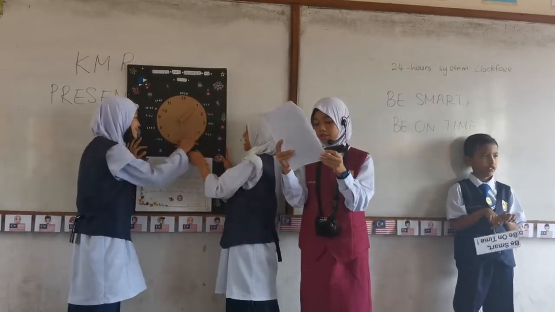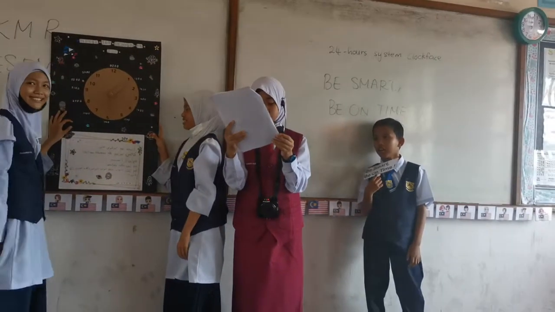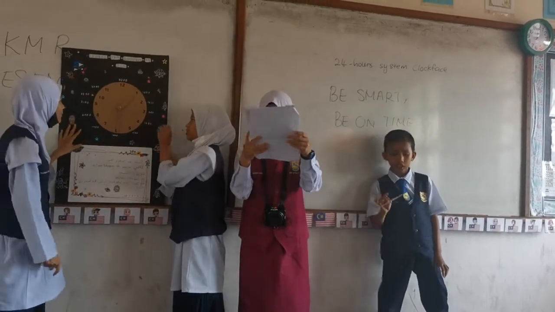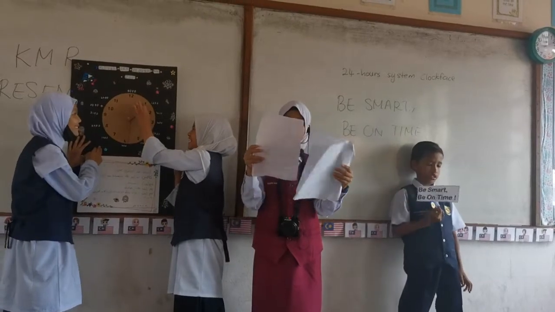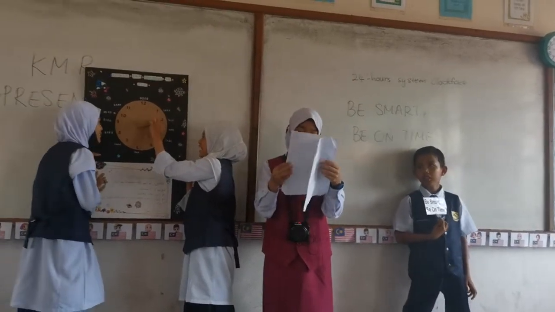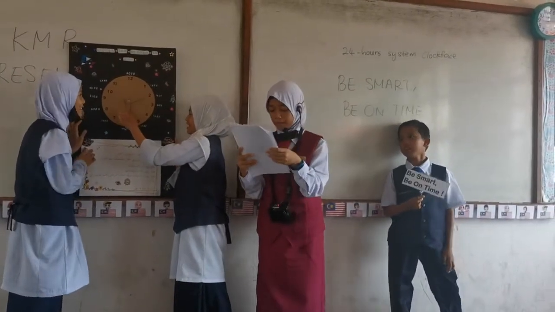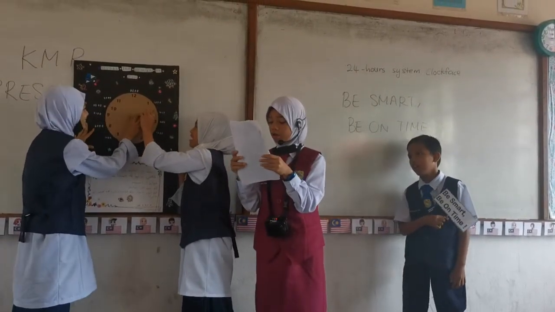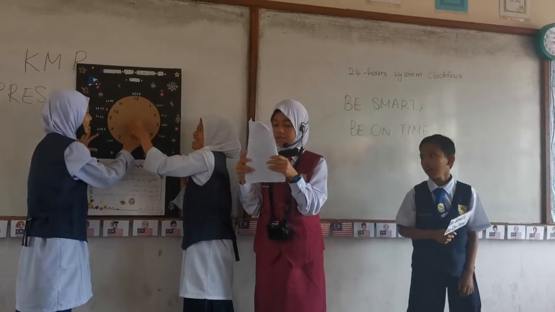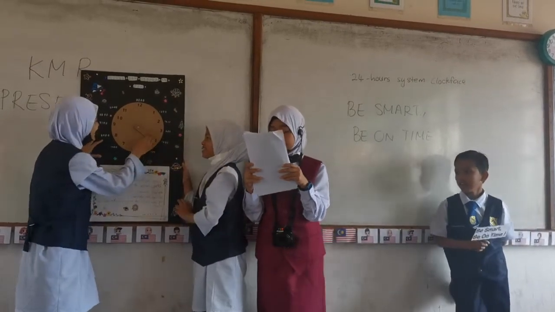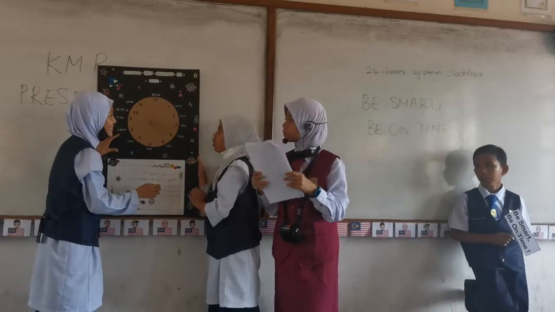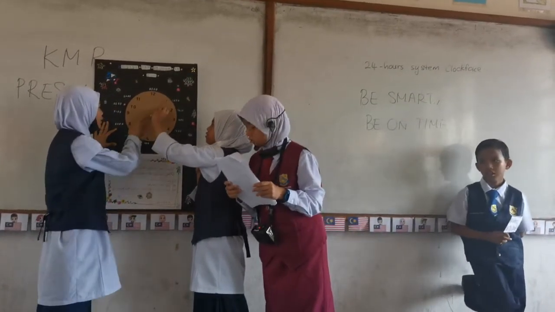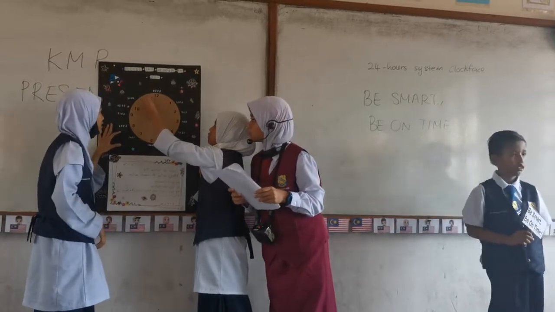Number 6. I might go to school by bus at 2:30 p.m. In the 24-hour system, 2:30 p.m. is 14:30. Which number is 14? Yes, 14:30.